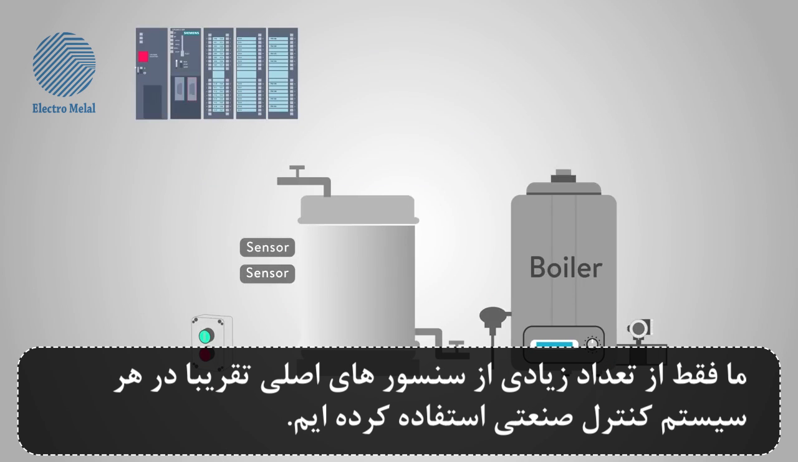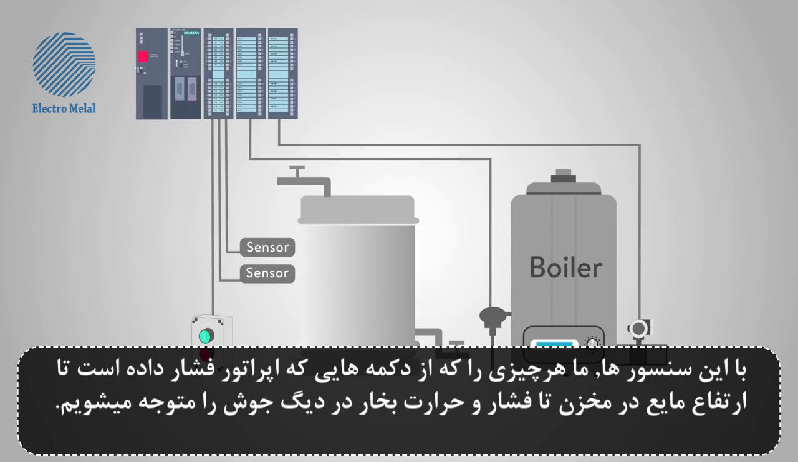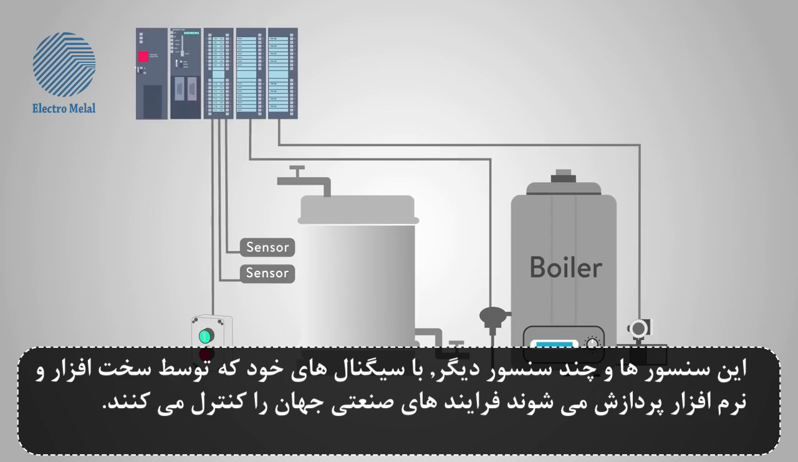We have just taken a whirlwind tour of the primary sensors used in almost every industrial control system. With these sensors, we sense everything from which buttons the operator pushes to the height of liquid in a tank to the pressure and temperature of steam in a boiler. These sensors and a few others, with their signals processed by hardware and software, control the industrial processes of the world.